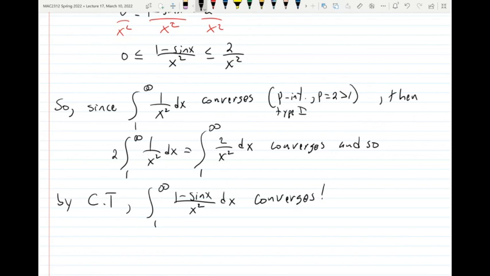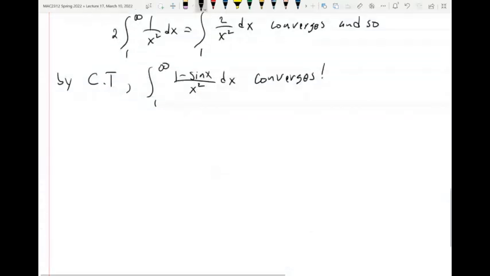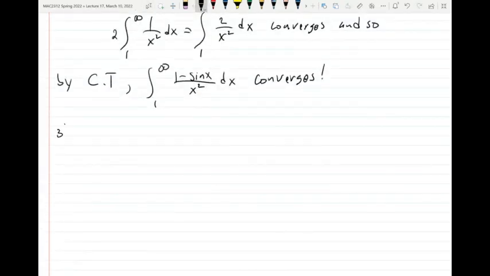Did you understand this? All right, let's do one more. I'm going to let you try it on your own, and I'm going to take attendance as you work on it. So try the integral from 2 to infinity of 1 over the 5th root of x cubed minus sine squared.